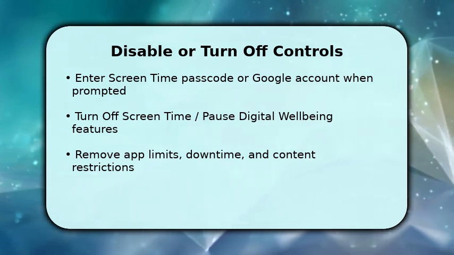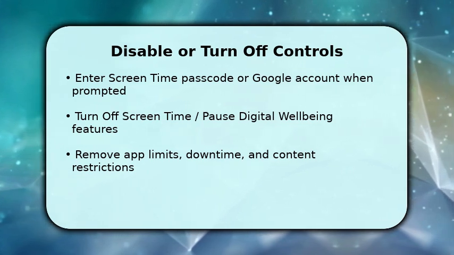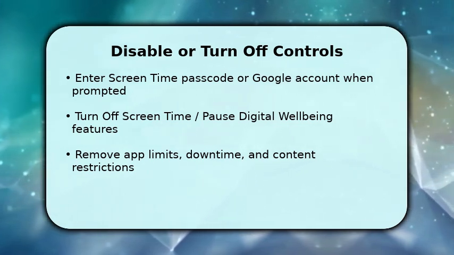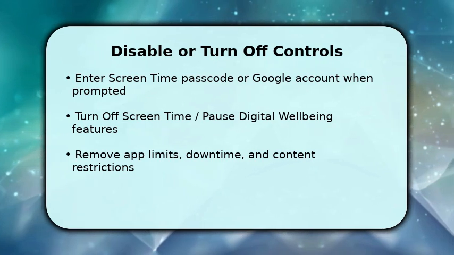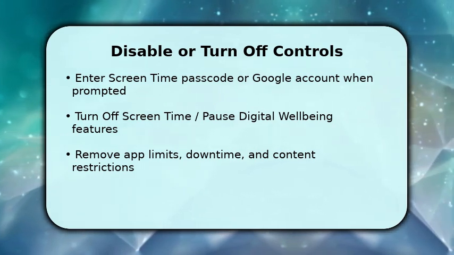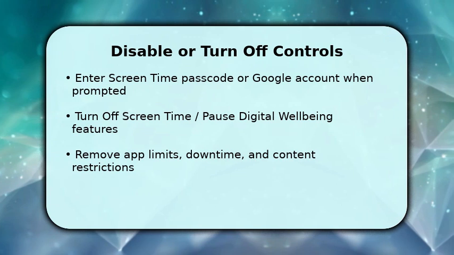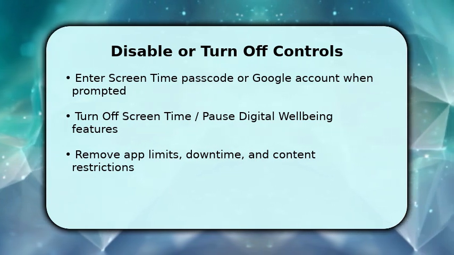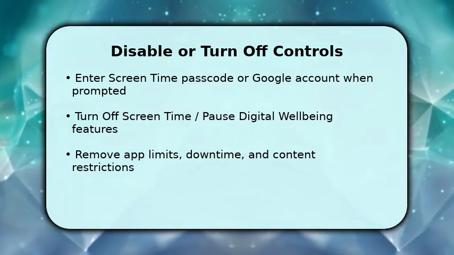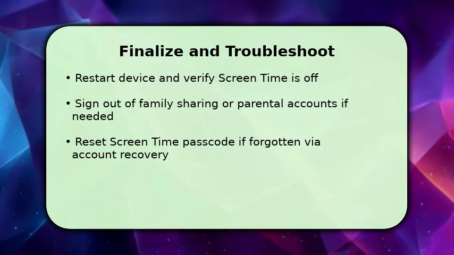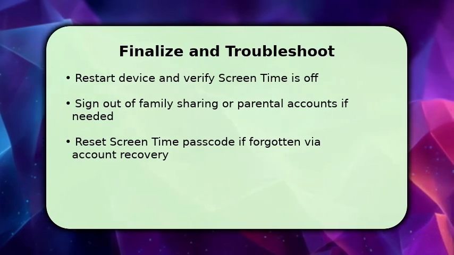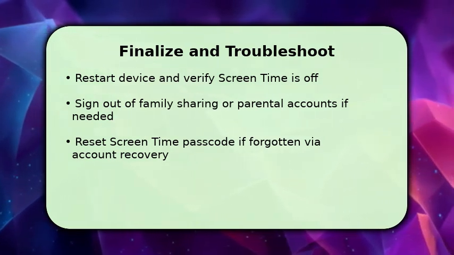Make sure to remove any app limits, downtime schedules, and content restrictions by toggling them off, otherwise they will reapply. After disabling each item, verify that the tracking and limits indicators disappear to confirm the changes took effect. Finish by restarting your phone and confirming Screen Time or Digital Wellbeing no longer enforces limits.